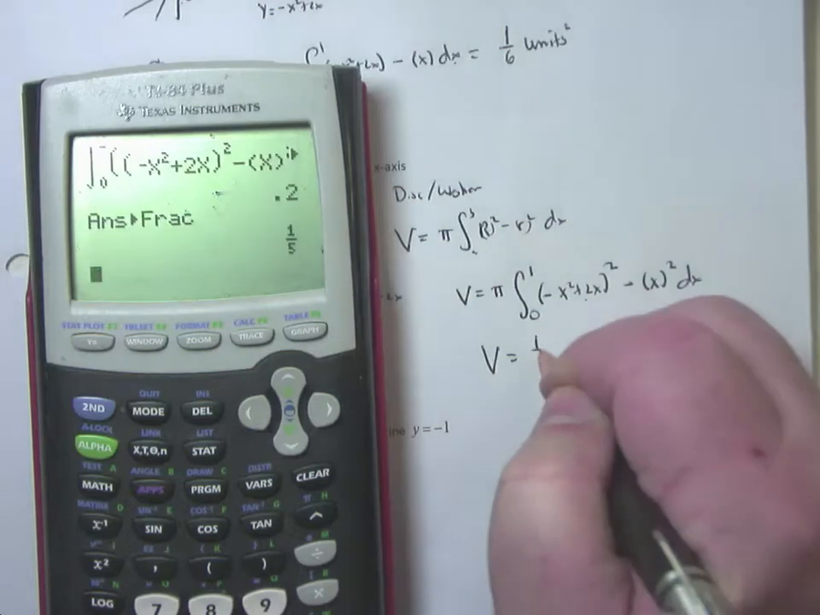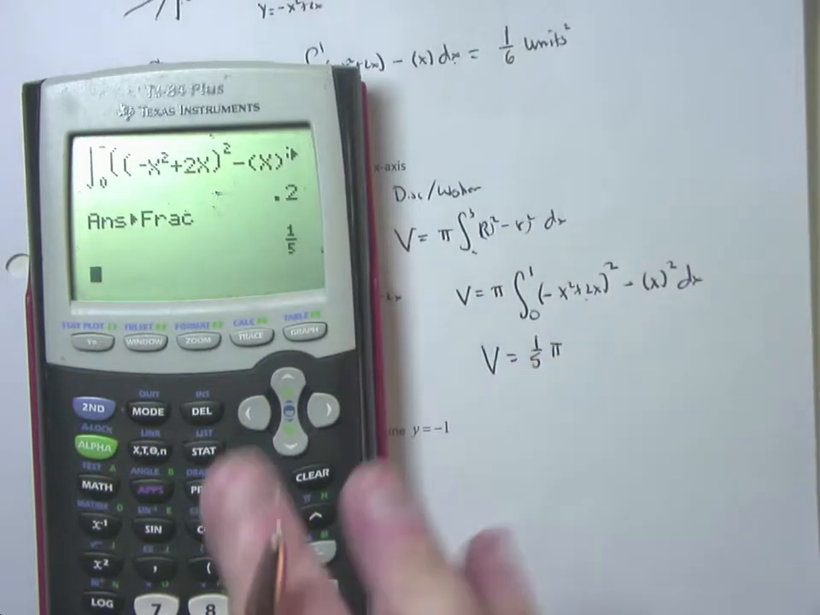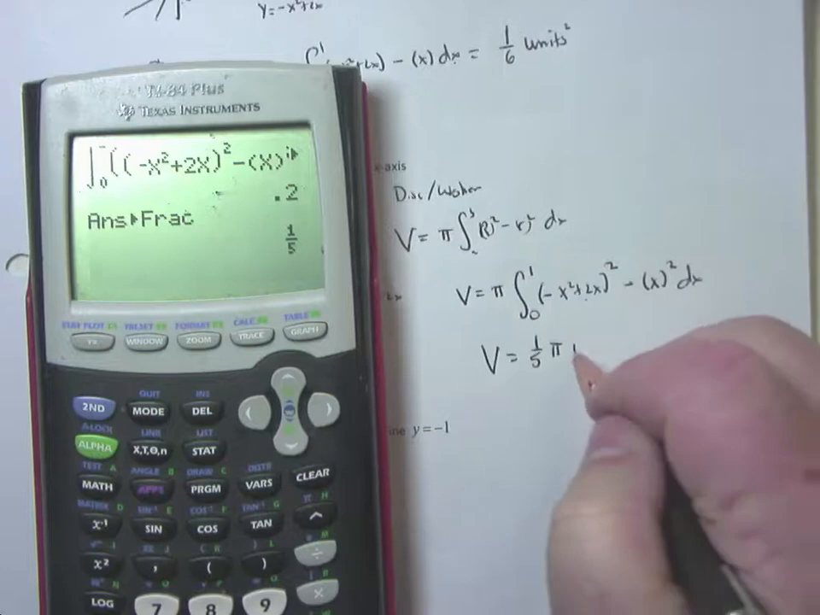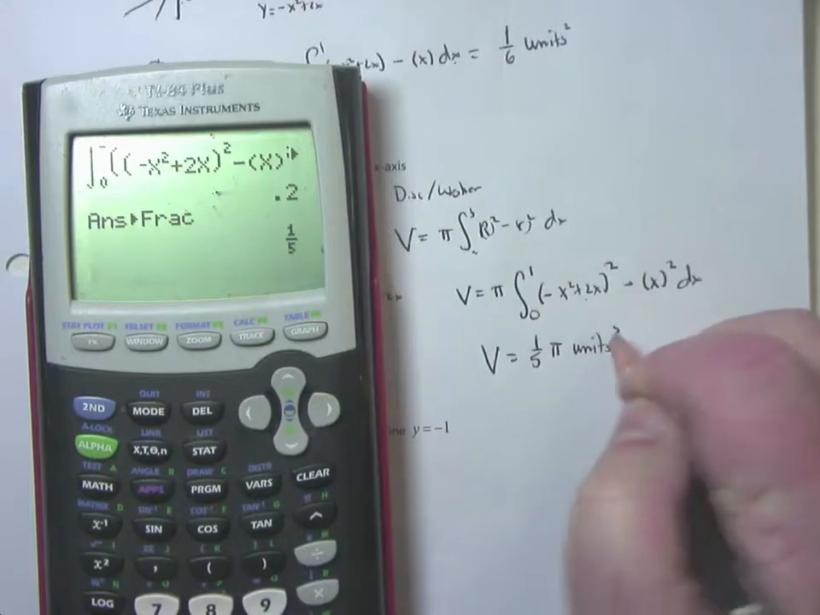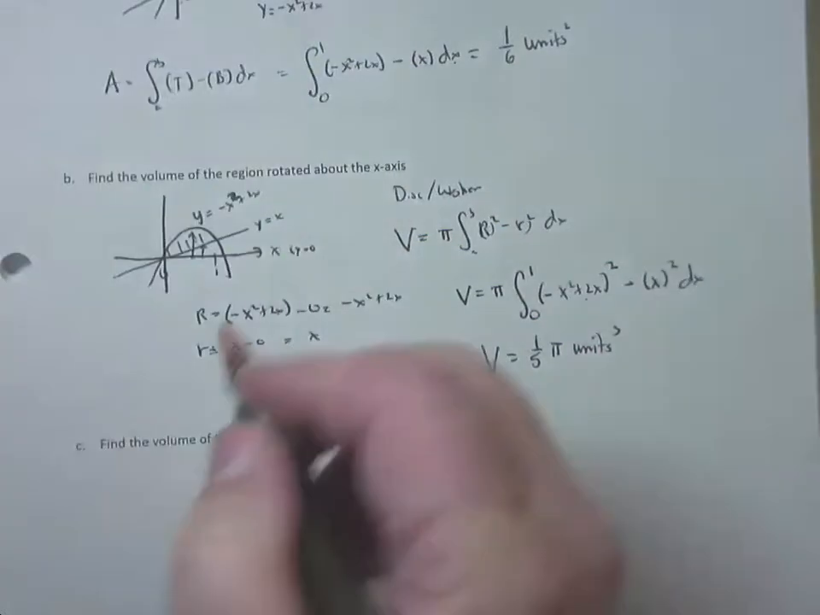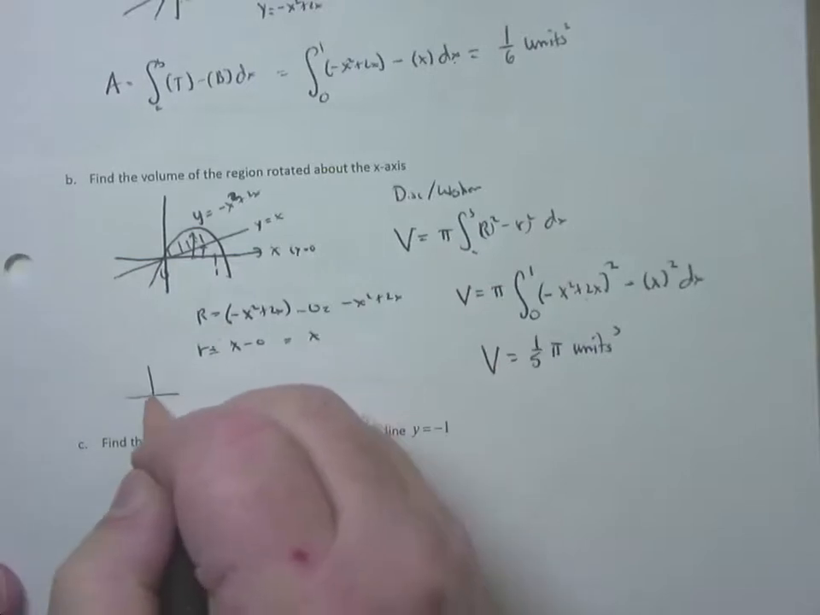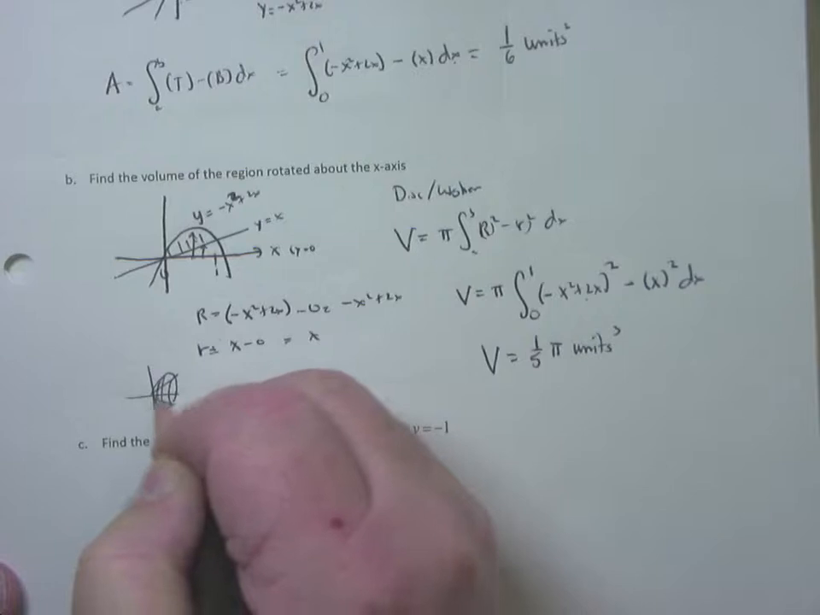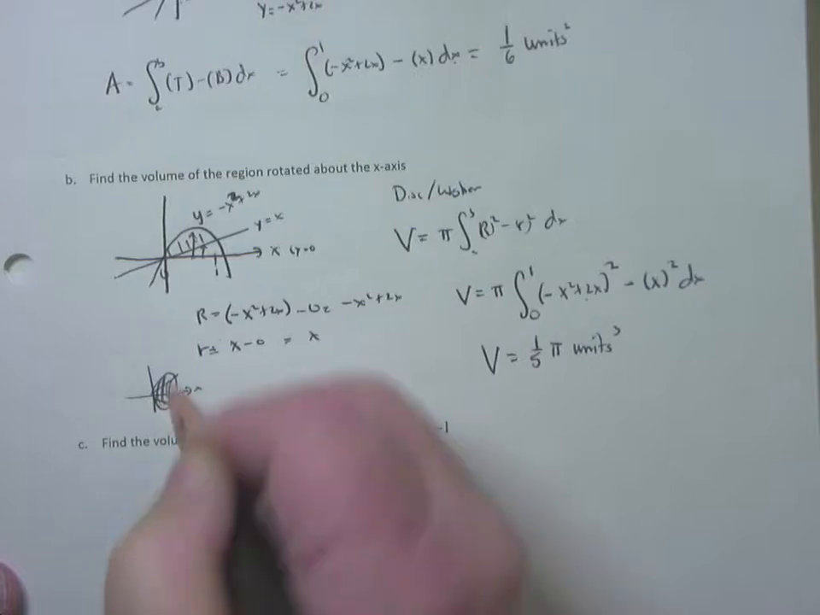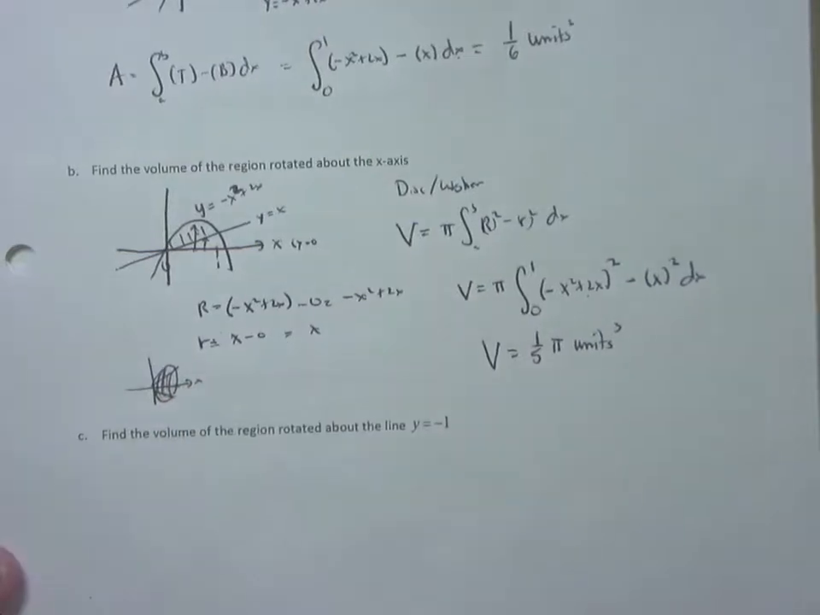So the answer is 1/5 pi, but what would I put for my units? Units cubed, because you found volume. Because now you took this region and rotated it around the x-axis, and it looks something like this. Does that make sense?